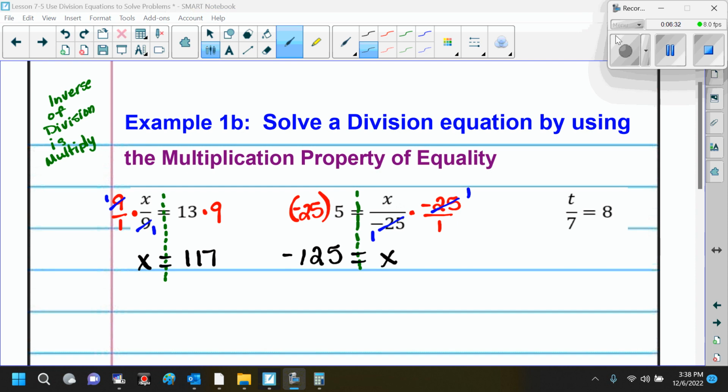So press pause on the video and then do this last example on your own, and then press play to check your work.